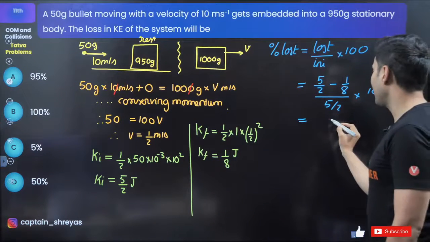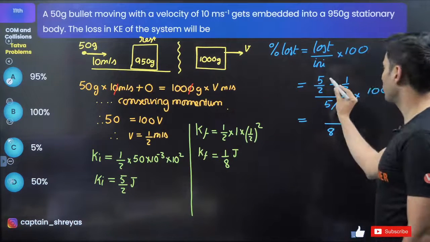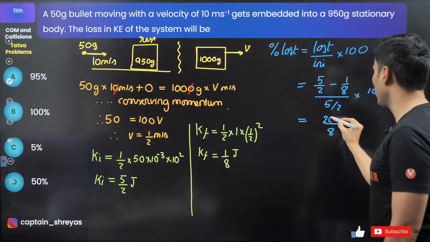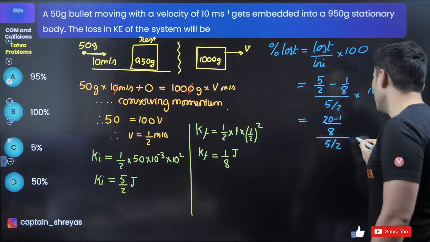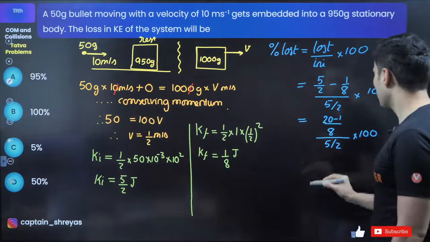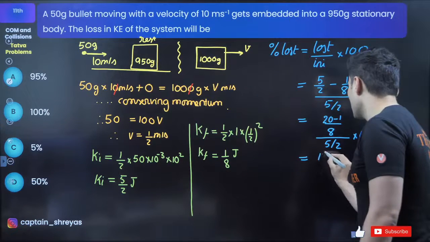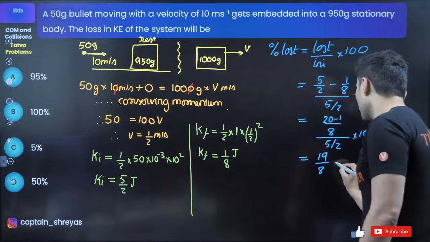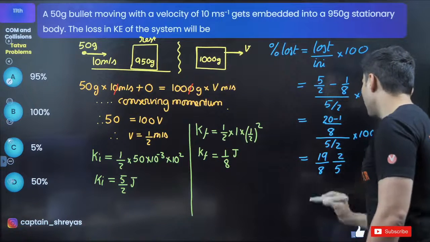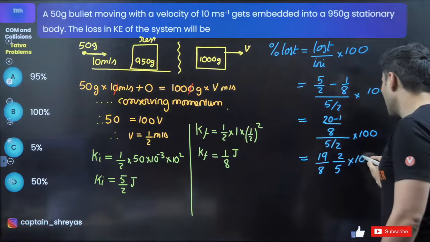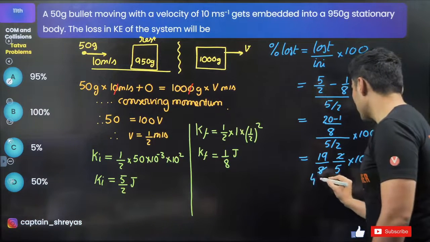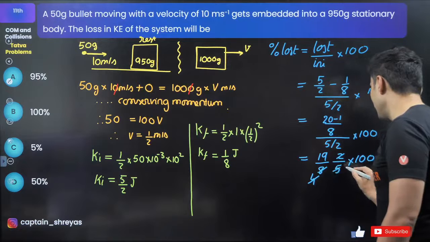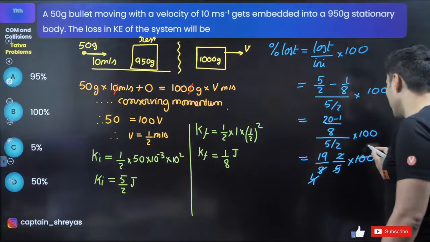So LCM is 8, of course. So 5 into 4 is 20. So 20 minus 1, the whole thing divided by 5 by 2 into 100. Now 20 minus 1 is 19. So 19 by 8, and this will be 5 by 2, and this is basically your 100. So this 2 goes with 8 four times. 4 fives are 20. So 20 goes with 100.